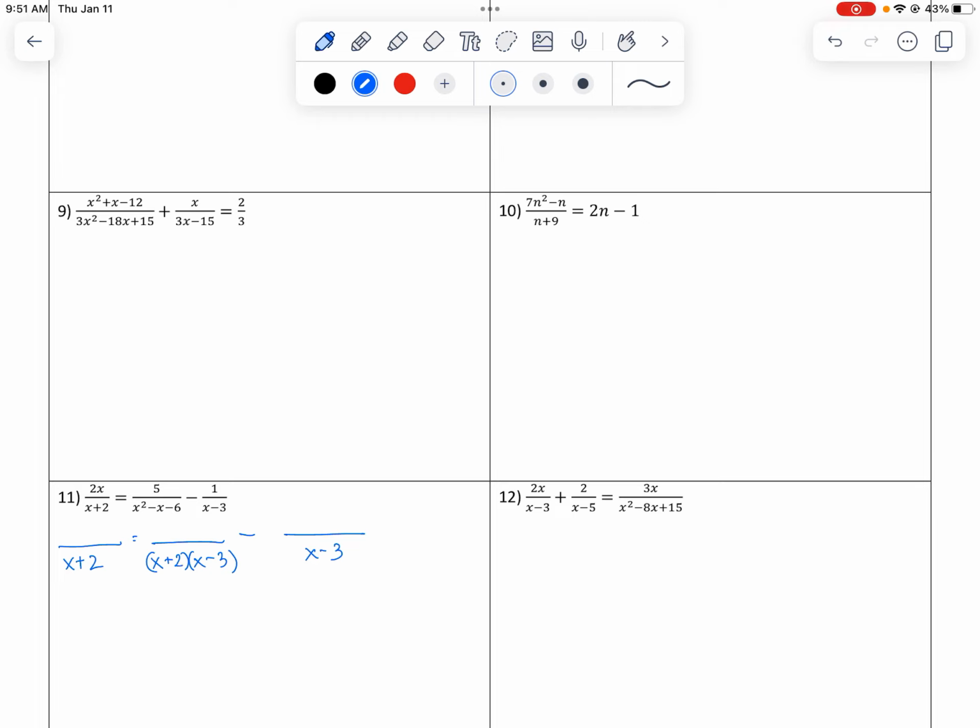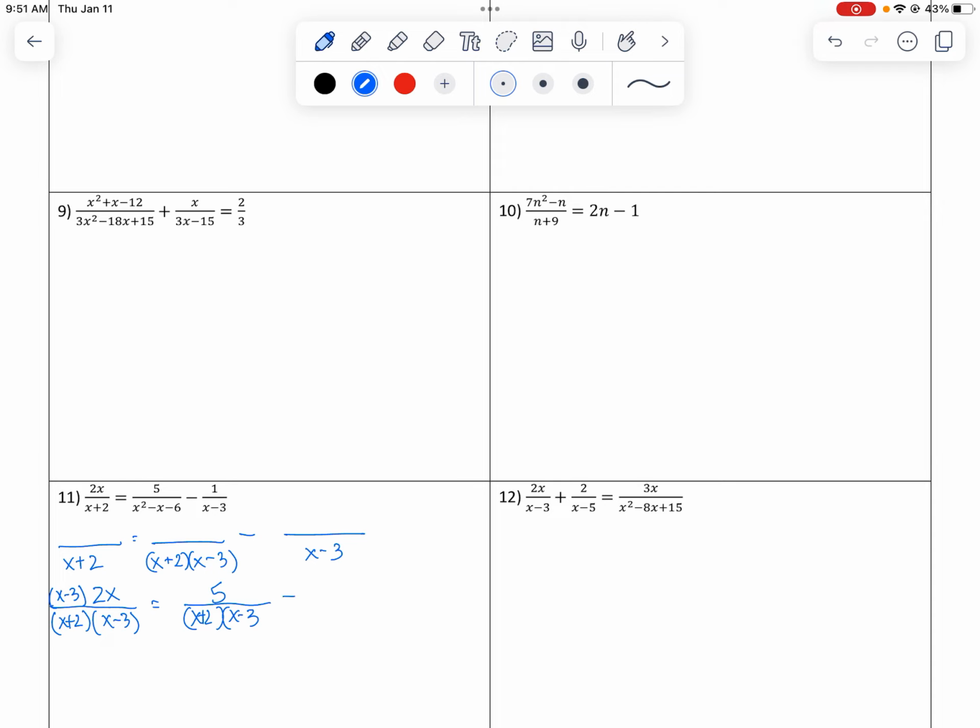So now I know that my common denominator is x plus 2 times x minus 3, and it makes it easy to see what I have to multiply by to get there. So I have to multiply the denominator of the first by x minus 3. So I have to multiply the numerator of the first by x minus 3. Here I have the full and complete denominator, so the numerator just stays as is, as 5.